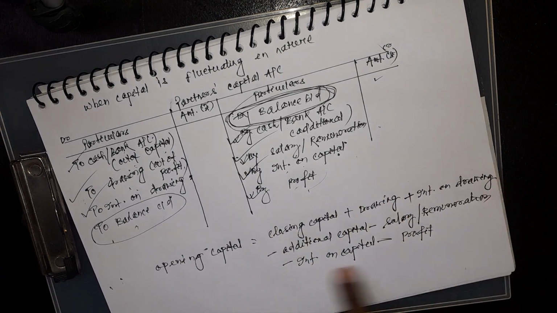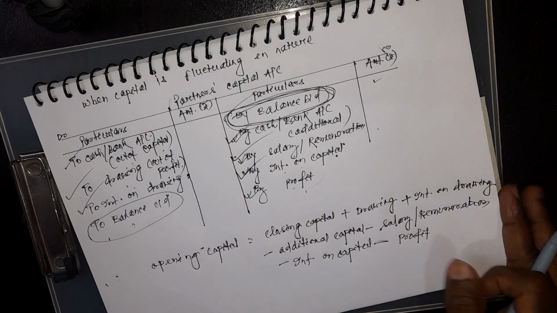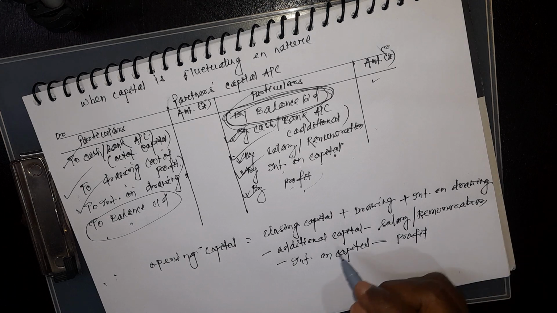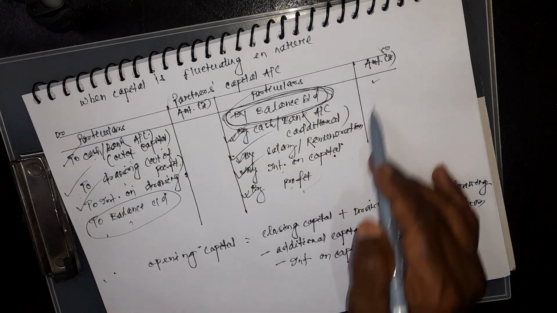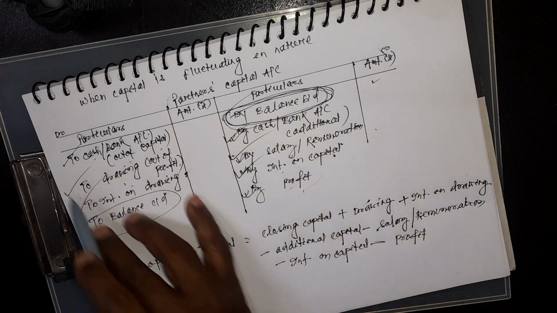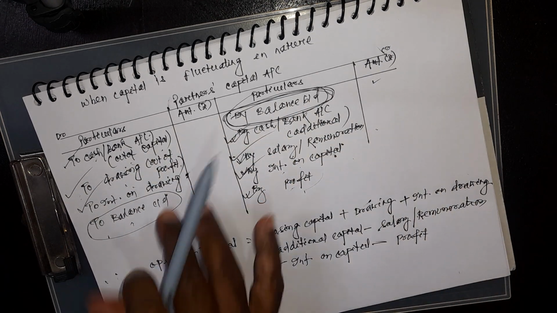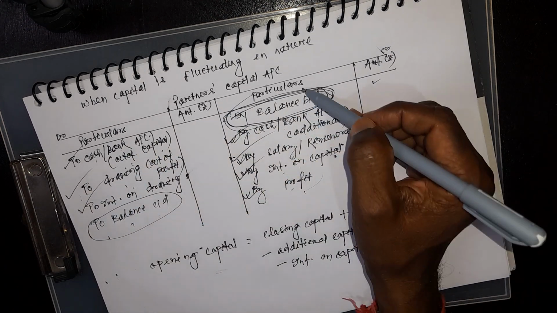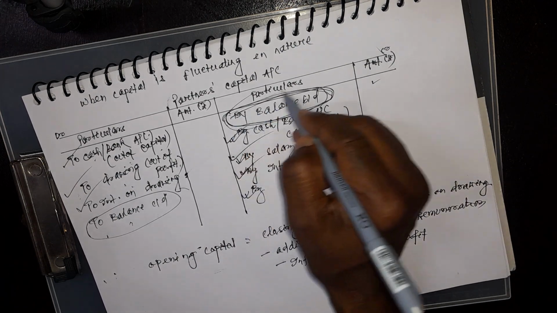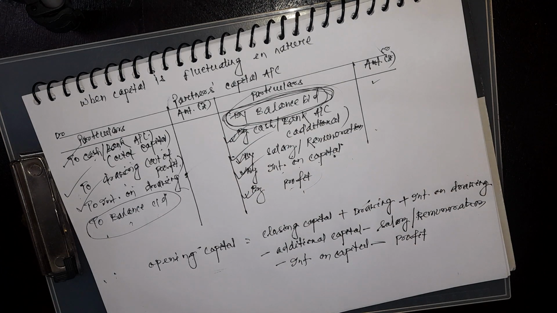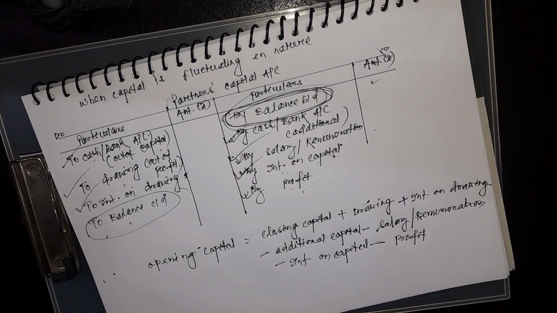So this is a very lengthy formula. Sometimes you may forget, and some students make the mistake of deducting what is added here. So this is the easiest way: simply remember what things you write on the debit side and what things you write on the credit side. In this way you can calculate the opening capital. In the next video I will solve one question and explain how to calculate the opening capital.